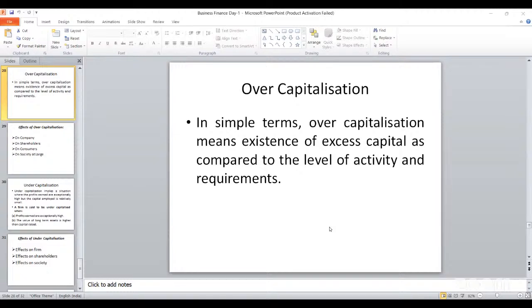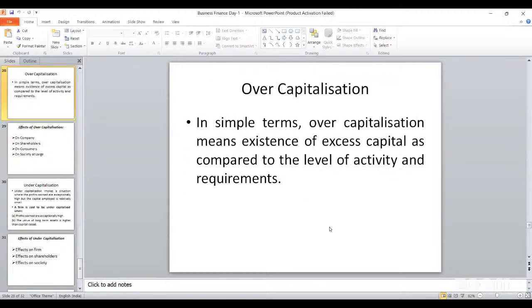Actual capitalization is calculated with respect to the above two theories. For example, if a company's actual capitalization is more than its fair capitalization, then it is said to be overcapitalized. If it is less than the fair capitalization, then the company is said to be undercapitalized.